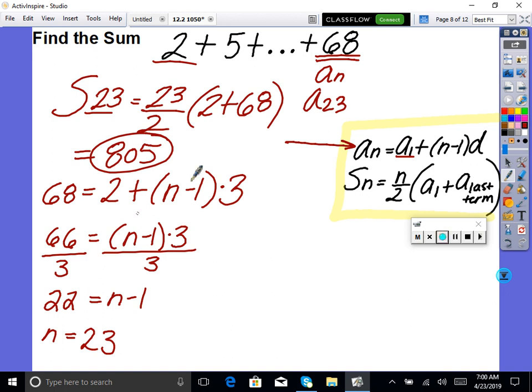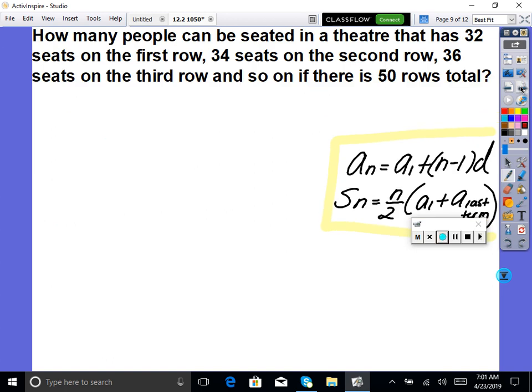So if you're ever missing something for your sum formula, go back to your general formula and plug in what you do know. Okay, you guys are doing great. All right, we probably aren't going to do this one. I'm just going to see if you could at least set me up a true statement.